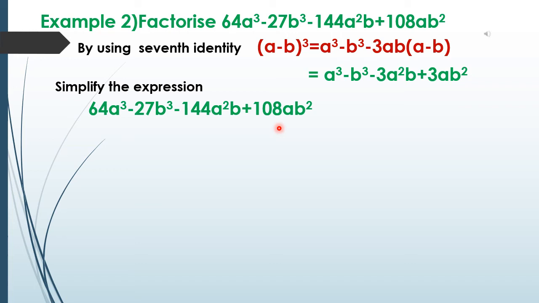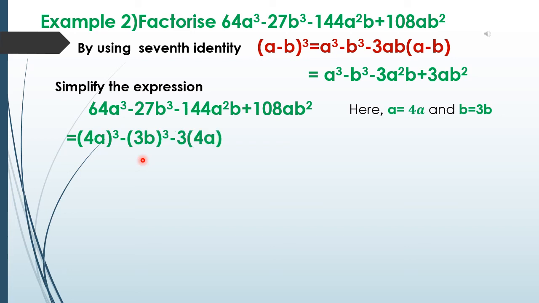Here 64a cube is (4a) whole cube and 27b cube is (3b) whole cube. Here let us take a is equal to 4a and b is equal to 3b and try to see if this expression fits into the seventh identity. We can write it in this way, that would be (4a) whole cube minus (3b) whole cube minus 3 into (4a) whole square into 3b plus 3 into 4a into (3b) whole square.